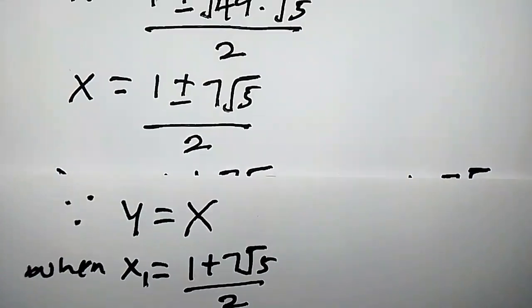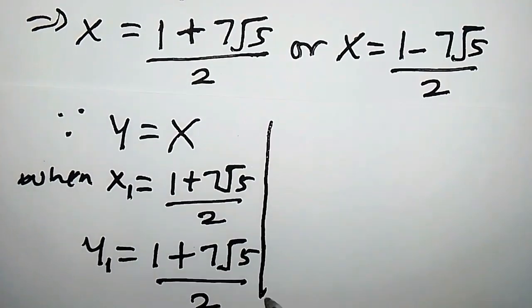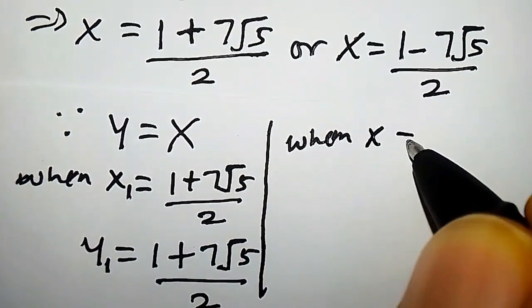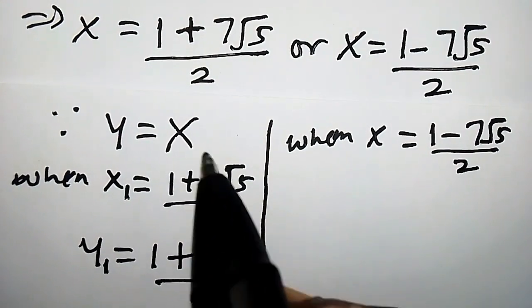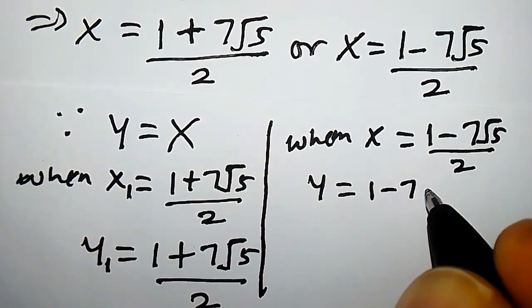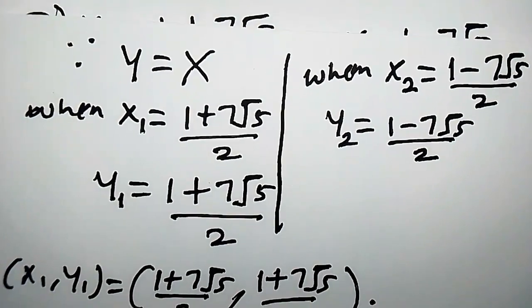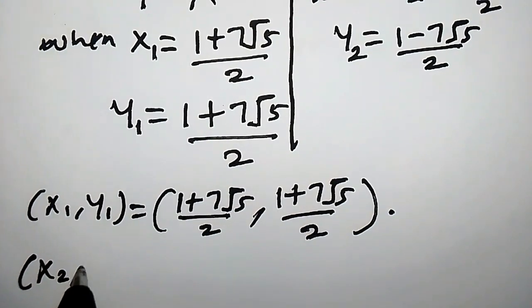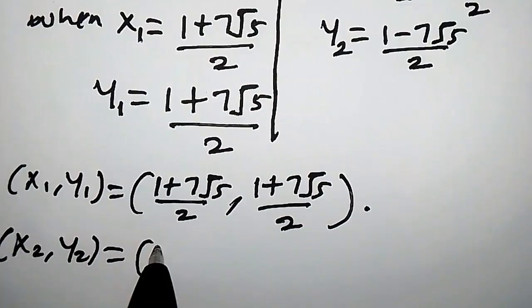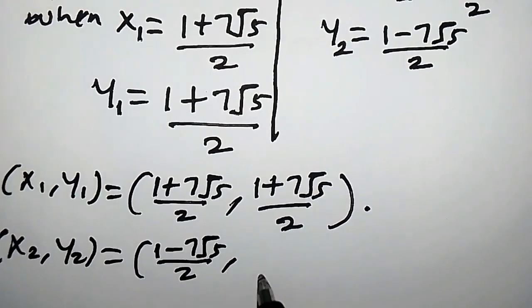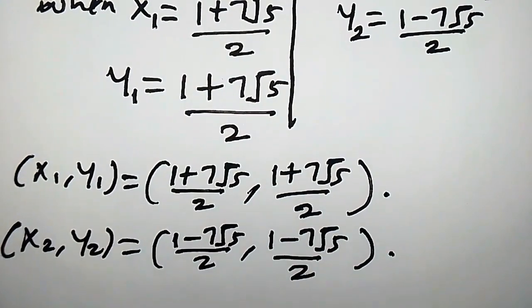Now let us consider when x is equal to 1 minus 7 root 5 divided by 2. Plugging this value of x into this right hand side, we have y equal to 1 minus 7 root 5 divided by 2. Let's call this x2 and this y2. This means that the second solution, x2 comma y2, is equal to x2 is 1 minus 7 root 5 divided by 2, comma, similarly y2 is 1 minus 7 root 5 divided by 2. This happens to be the second solution.